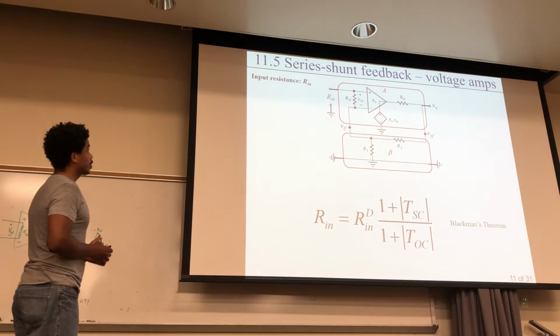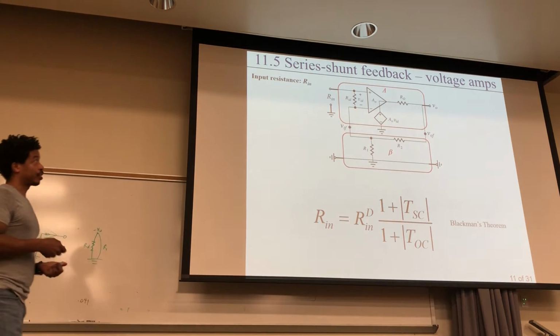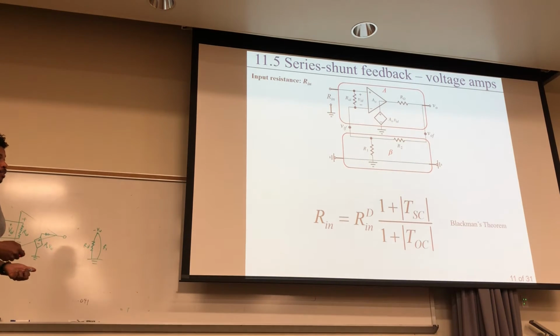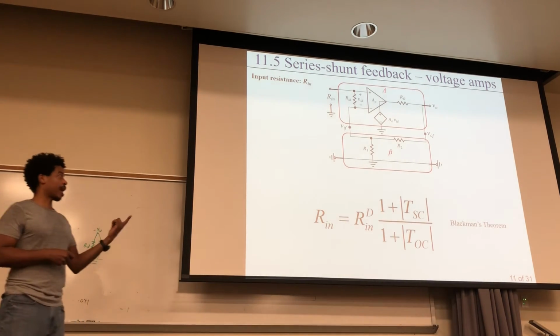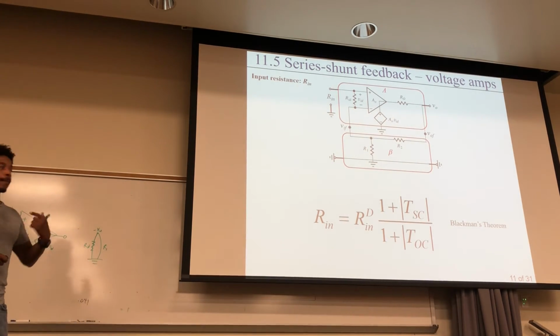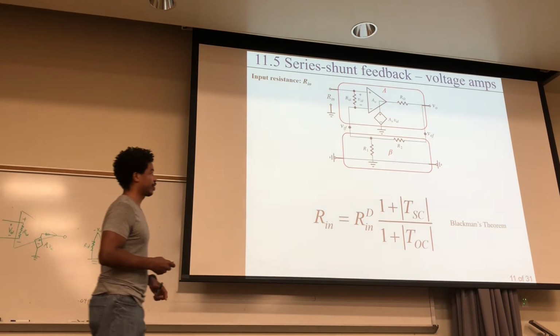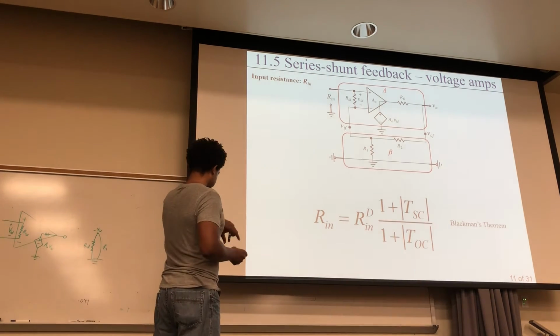Okay, so now let's look at the input resistance. And to do that, we're going to look at Blackman's formula. After we do that, we're going to calculate the output resistance. Those are things you guys need to know how to do.